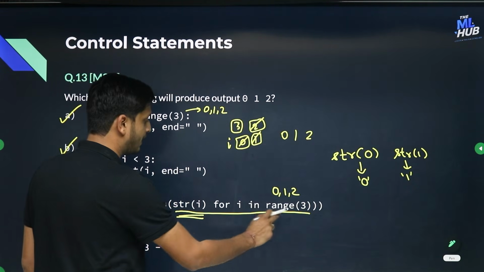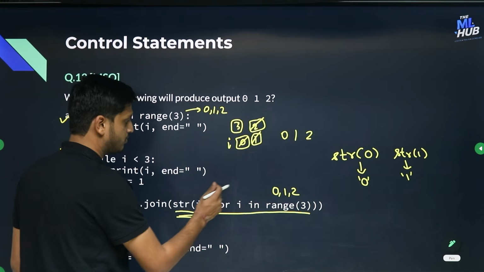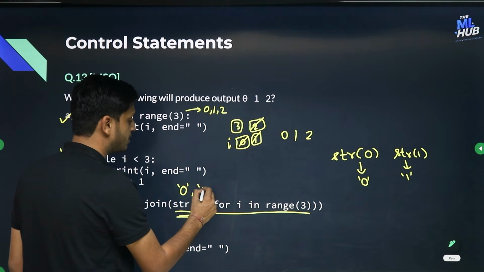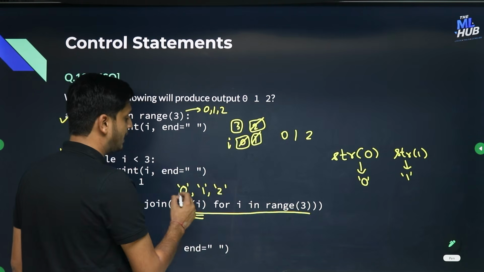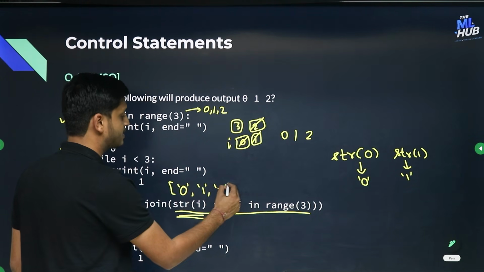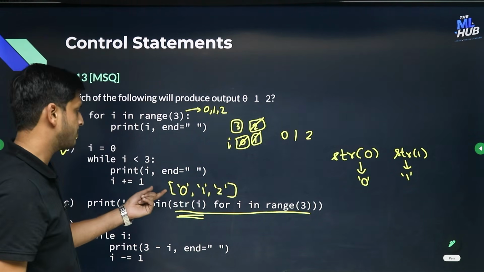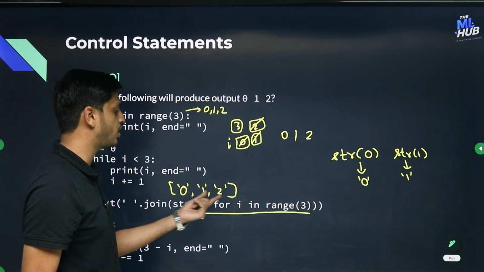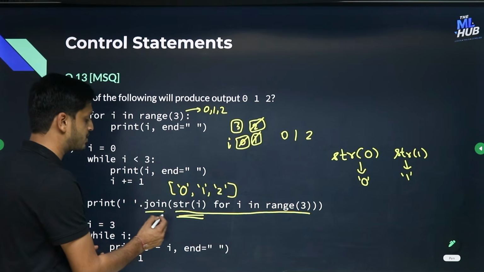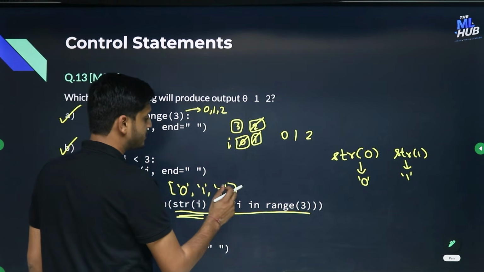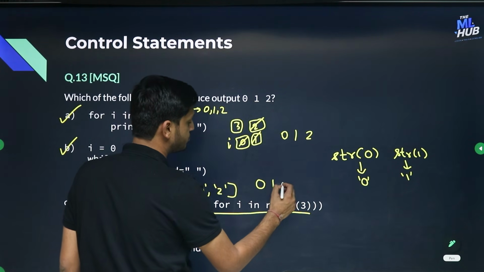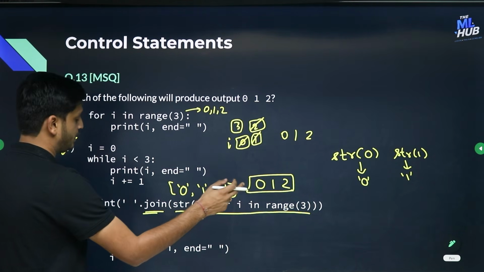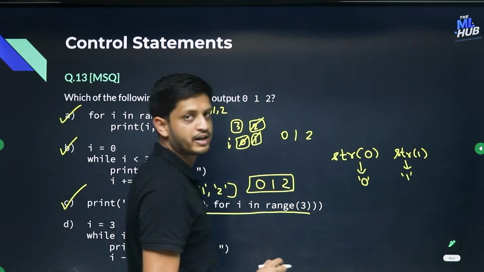So this comprehension will give you an iterable which takes the values string 0, then string 1 and then string 2. It is an iterable, actually. And we are joining this iterable on space. We have already seen how the join operation works. It will just join all these three strings with a space. So 0 space 1 space 2 will be printed. This will be the output 0, 1, 2. So option C is also correct.